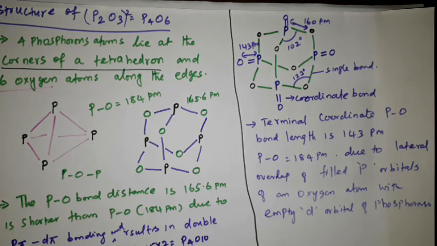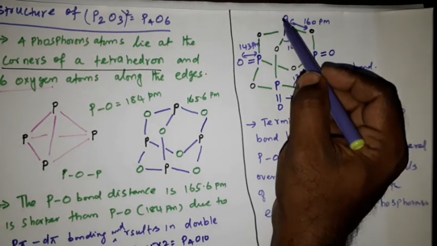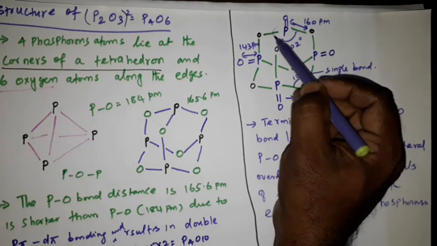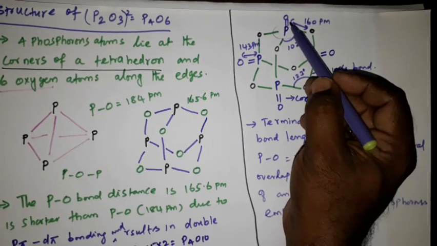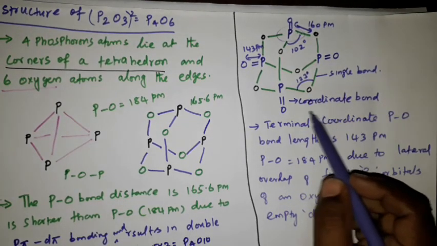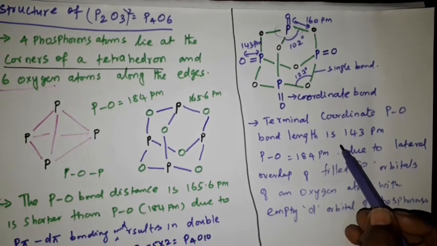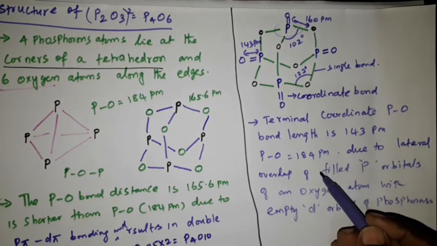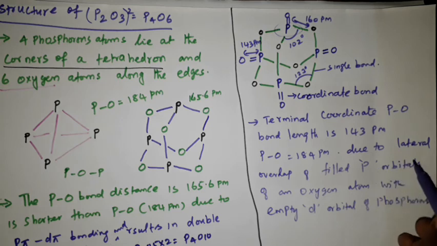So there are two important points. The first point is, in P4O10, each phosphorus atom forms 3 bonds to oxygen atoms. See here, 1, 2, 3, 3 bonds. Also one coordinate bond. Then the terminal coordinate PO bond length is 143 pm, which is shorter than expected. The reason is due to the lateral overlap of filled p orbitals of an oxygen atom with empty d orbital of phosphorus atom.